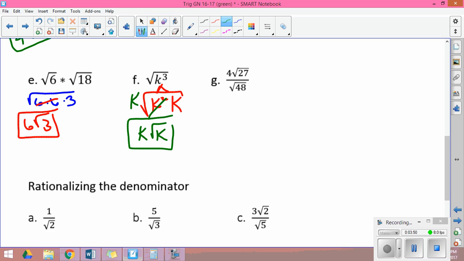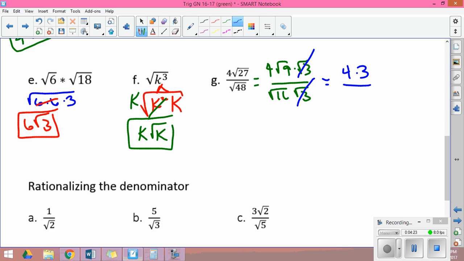In the same way here, the square root of 27 and the square root of 48 will cancel, and those have a common factor of 3. And so if I take that out, and if I think about it like this, I kind of just separate the radicals out, the square roots of 3 cancel, and I'm left with perfect squares. So I have 4 times 3 over 4, and then those 4 cancel, and 3 is your answer.